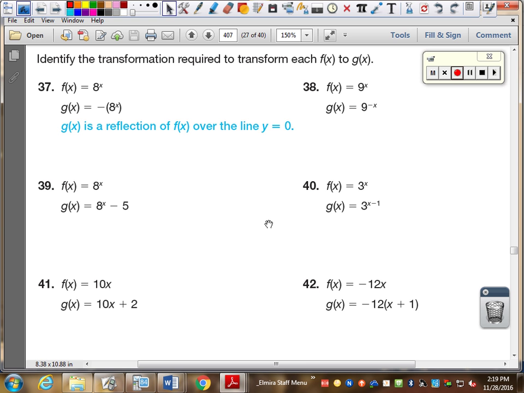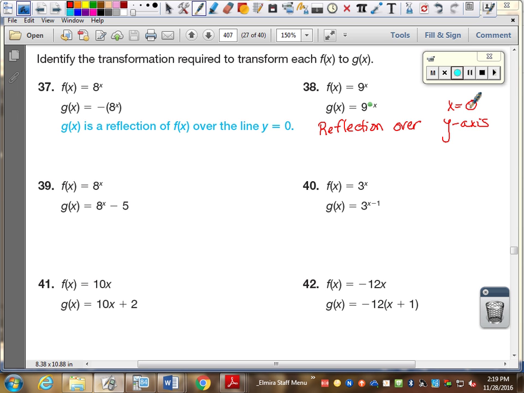And this last section is, again, asking you to look, where's the negative sign? Oh, in 38, it's in front of just the x. So we would say that this is a reflection over the y-axis, which is x equals 0. Okay? So that's all you're doing, is telling it's a reflection over which axis. And how do you know? Look for the negative. If it's just in front of the x, then it is a reflection over the y-axis. If it is in front of the whole function, it's a reflection over the x-axis.